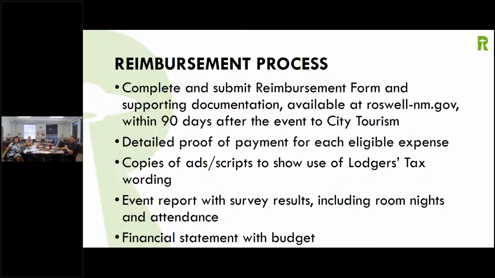So if you hear a radio ad and it mentions lodger's tax, that's one of the things they're doing to ensure that they're going to be reimbursed for 50% of that. We also want an event report with the survey results, including information on the attendance, and then a financial statement with the budget. And generally, we want events that are close to breaking even. We don't want to add a percentage to the profit margin for an event that is just making money hand over fist. We want to be able to support events that might not be able to come to Roswell without lodger's tax.